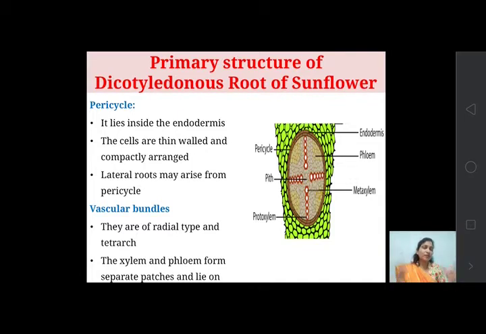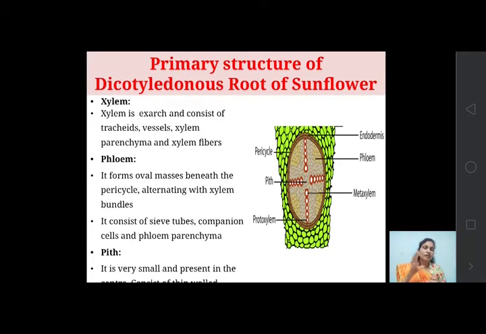Where are the protoxylem tissues present? You can easily identify the transverse section of root and stem by seeing these structures. This is the vascular bundle. Now let's see what types of tissues are present in the vascular bundles. You know that xylem, phloem and pith are present in the vascular bundles.